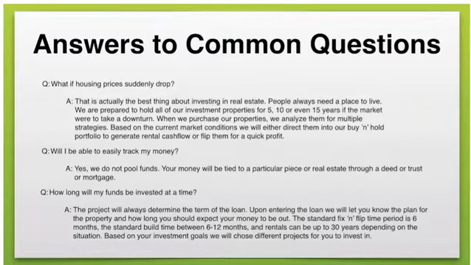Number 3, how long will my funds be invested at a time? Well, the answer is the project will always determine the term of the loan. Upon entering the loan, we'll let you know the plan for the property and how long you should expect your money to be out. The standard fix and flip time period is 6 months. The standard build time is between 6 to 12 months, and rentals can be up to 30 years depending on the situation. Based on your investment goals, we will choose different projects for you to invest in.